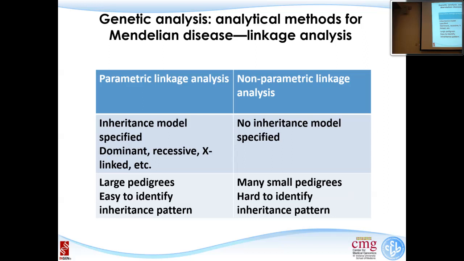For Mendelian disease, we usually use linkage analysis. There are just two types, parametric and non-parametric. As the name says, for parametric you need a model, a specified inheritance model. This is for large pedigrees, because you have multiple people with disease, so you know what the inheritance pattern is. But for non-parametric linkage analysis, because you have a bunch of small families or pedigrees, it's very hard to identify the inheritance pattern. So you don't need to specify the inheritance model.